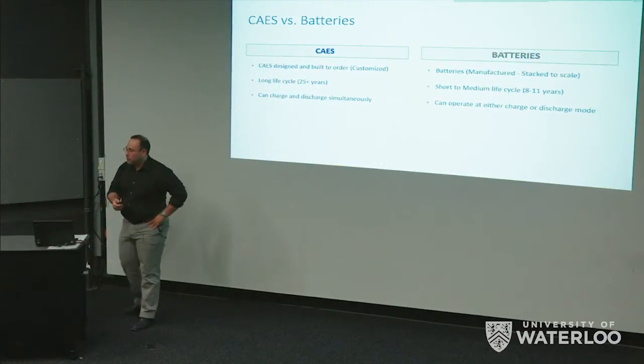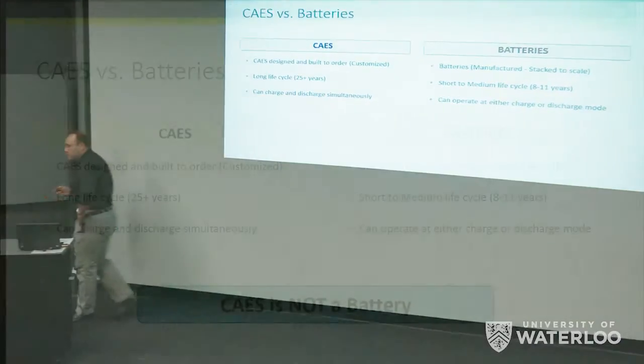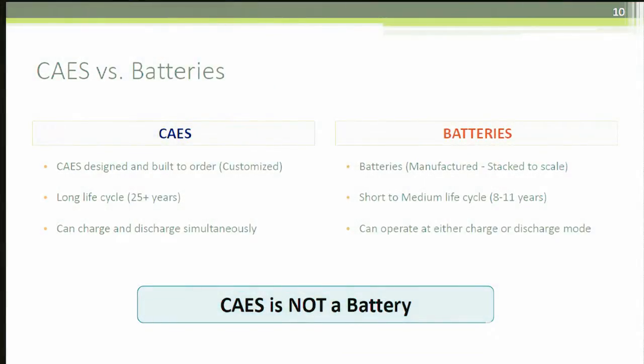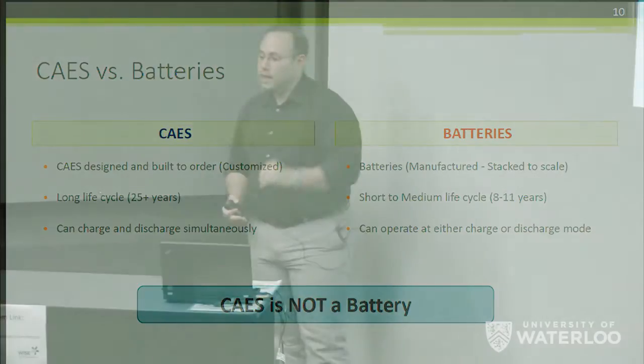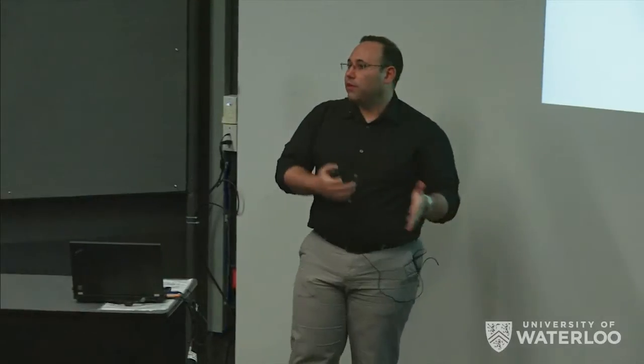CAES versus batteries. CAES is a different system. Batteries are manufactured to be stacked, meant for interoperability with different functions. CAES is designed or built to order, so it is much more effective for the function it was designed for. It has a longer lead period when it's built, but it has a completely different functionality than batteries do. So they're not comparable.